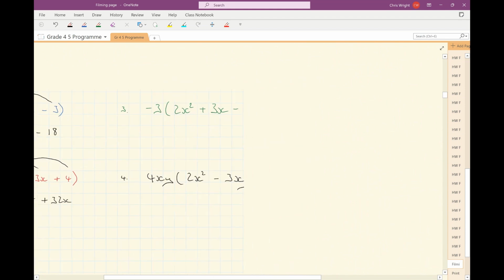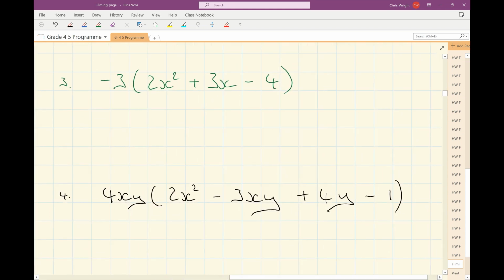Now, beware number 3. We've got a minus outside the bracket. So, my first method, copy the minus. Right. 3 times 2x squared is 6x squared. Change the sign because there's a minus outside the bracket. 3 times 3x is 9x. Change the sign because there's a minus outside the bracket. 3 4s are 12.